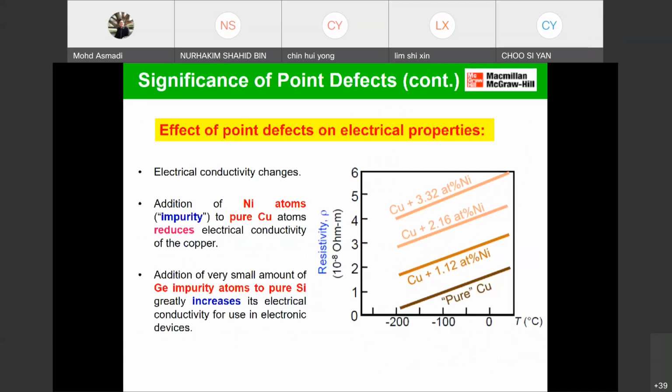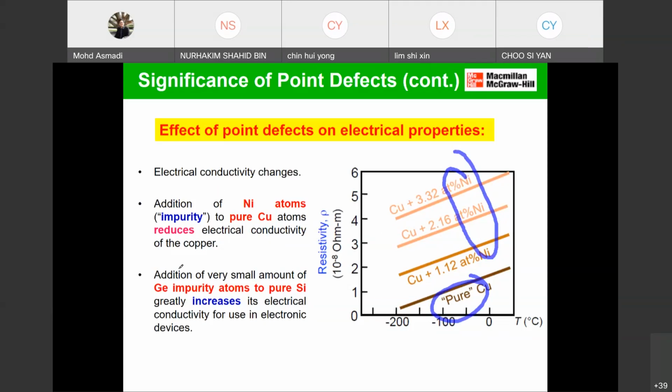Mainly also for the electrical properties. When we add impurities, if you look here, there is a change in the electrical conductivity. This is pure, right? And this one is with the addition of nickel. So the electrical conductivity is increased.